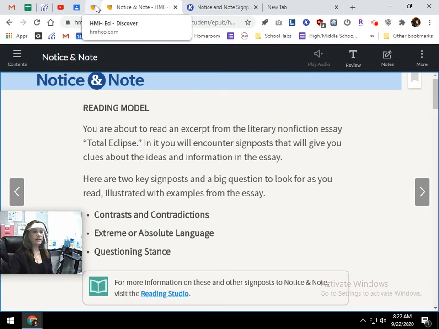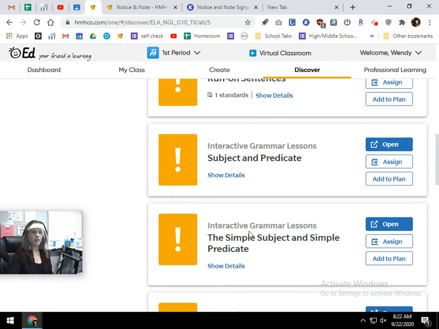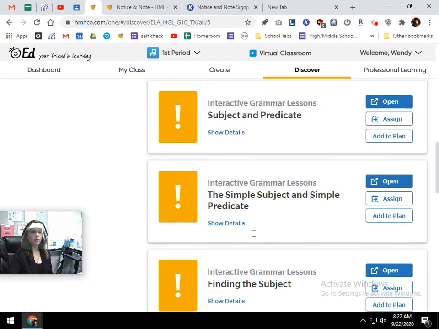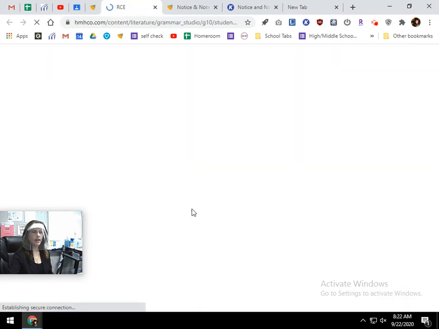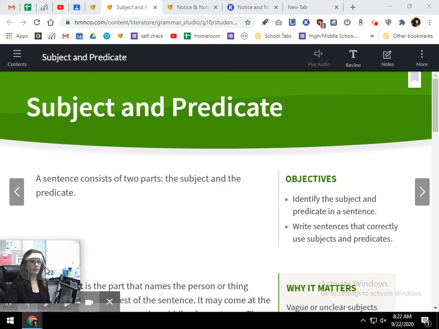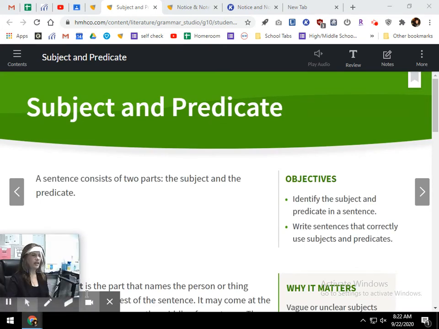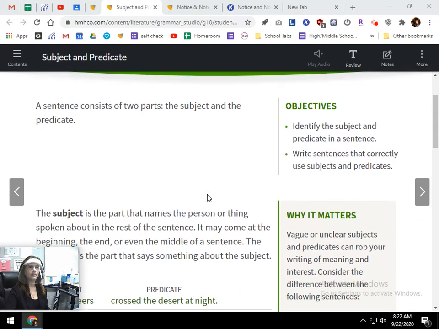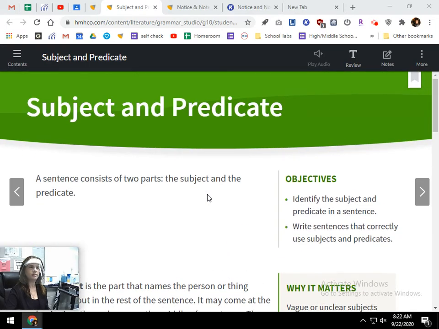All right, let's go back to Ed and open your, we have about 18 minutes left or so. Open your assignment, your interactive grammar lesson over subject and predicate. Now, in the last activity that we just did, you just listened to me talk. We're not going to do that this time. You're going to do the work. Yes? Yes. Refresh your page because I just assigned it a few minutes ago. It's there because I just saw somebody click on it.